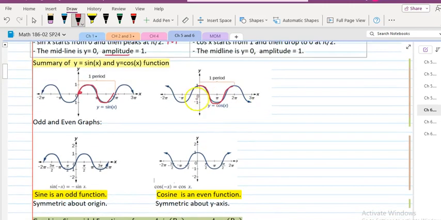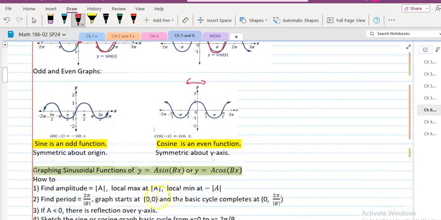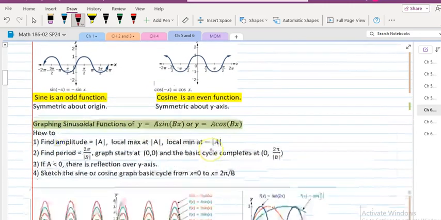Because of the particular shape, we can say sine is an odd function. An odd function is symmetrical over a 180 rotation, whereas the cosine curve is an even function, symmetrical on both sides. When a function is symmetrical on both sides, that is an even function, symmetrical about the y-axis.